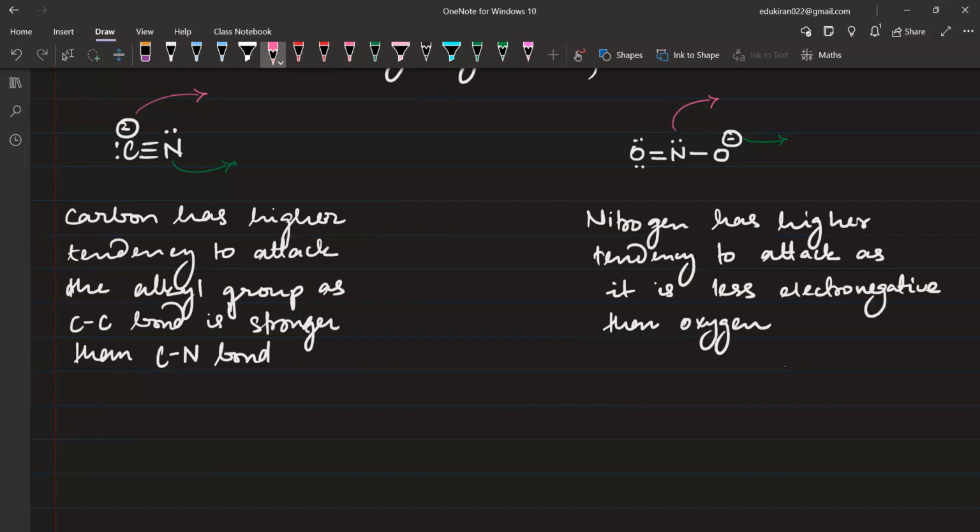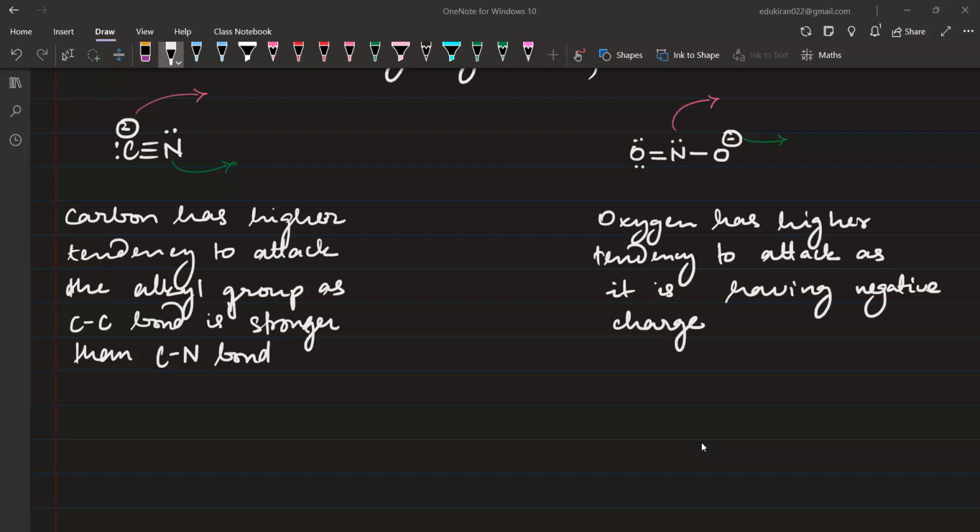Just wait a second, यहाँ पे. Oh, okay, sorry. Here it is having negative charge, na? Can you please change this here? I think oxygen, yeah. Oxygen is having negative charge. Now you have to write it like this. Oxygen has higher tendency to attack as it is having negative charge. Please, my bad, guys. I forgot that it is having negative charge. So a negative charge की tendency ज़्यादा होगी to move towards the alpha carbon of haloalkene because alpha carbon will contain some partial positive charge.